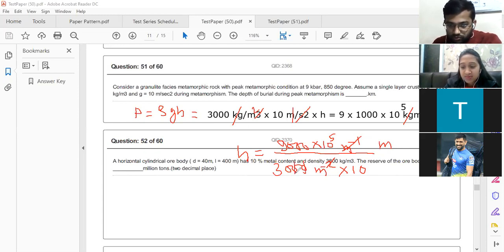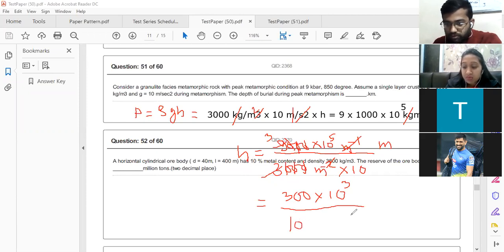So 300 multiplied by 10 to the power 3, divided by 10. But the answer is in meter. You need to calculate in kilometer, so I am dividing by 1000. So 1000 gets cancelled, 10 again gets cancelled. So you get 30 kilometer.